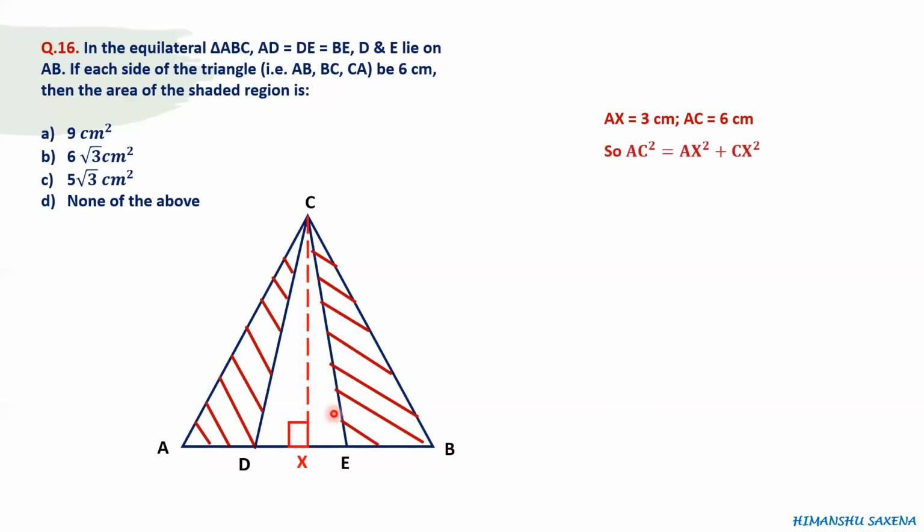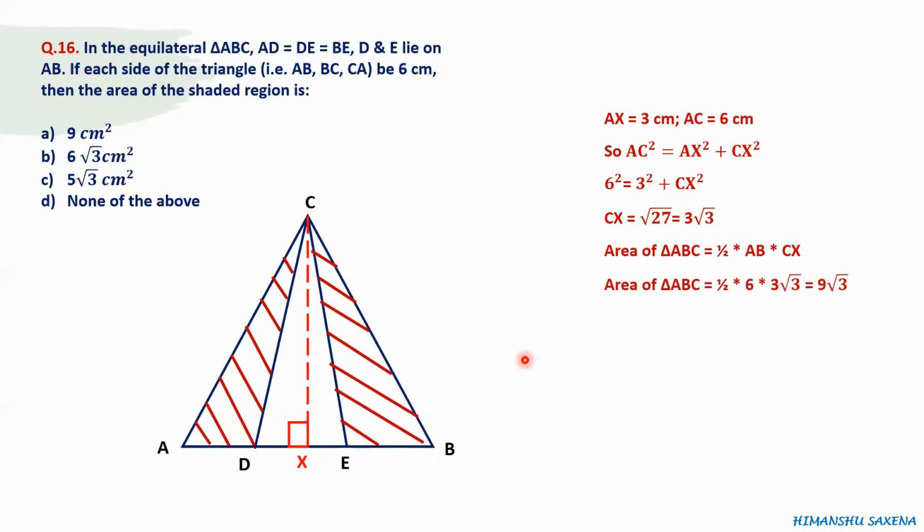So AC square is equal to AX square plus CX square. This is a right angle triangle, so you can apply the Pythagoras theorem. You put the values of AC and AX and find the value of CX, which is equal to 3 root 3. Now once you have identified the height, it is easier to calculate the area. The area of triangle ABC is equal to half base, which is AB, into height, which is CX. So half into 6 into 3 root 3 is equal to 9 root 3.